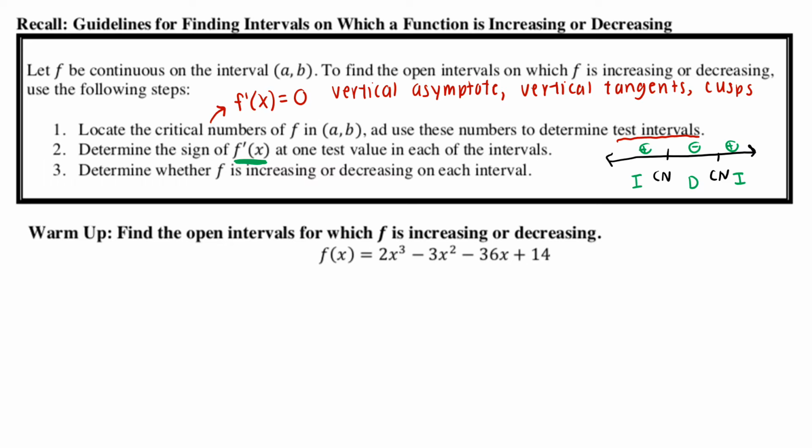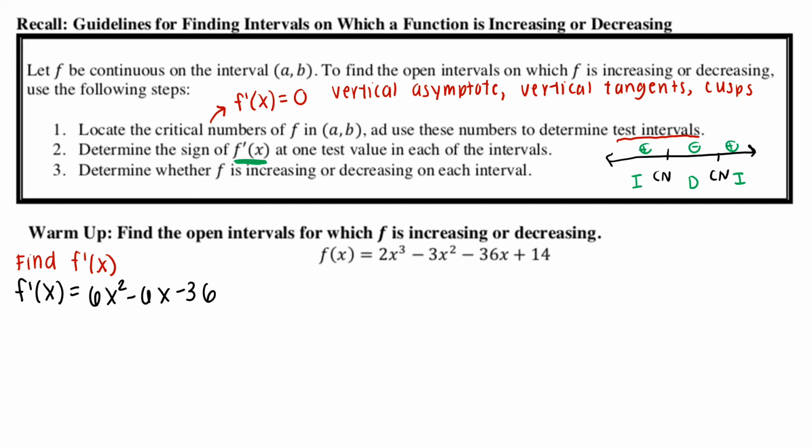So we want to start with a quick warm-up problem where we have a function f of x equals 2x cubed minus 3x squared minus 36x plus 14, and we want to find any intervals where our function is increasing or decreasing. So in order to find our critical numbers, remember we first have to actually find f prime of x, or our derivative. Looking at this function f of x, using our power rule, f prime of x would be 6x squared minus 6x minus 36.